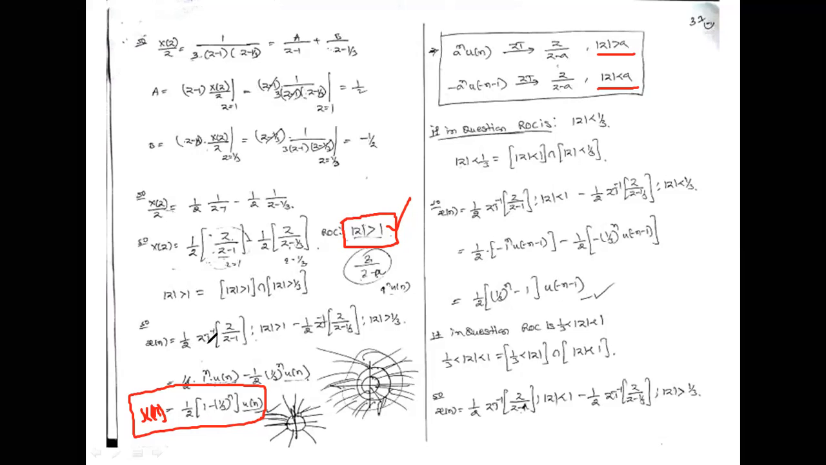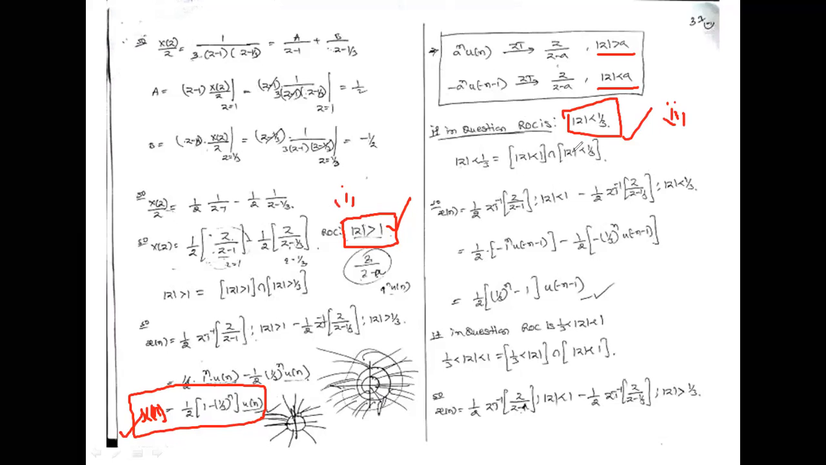So 1 by 2, the inverse z transform of z by z minus 1 is 1 power n mu of n, and z by z minus 1 by 3 is 1 by 3 whole power n mu of n. Okay. And the second case, the ROC, if the question's ROC is z less than 1 by 3, that is the first case you can consider, and this one is the second ROC.